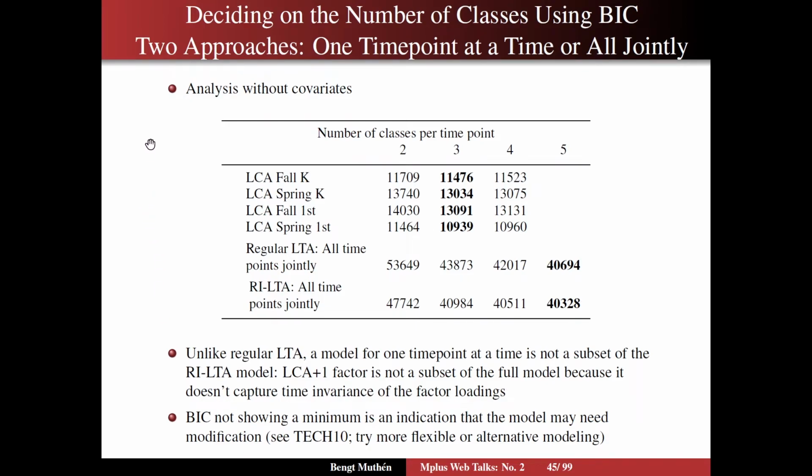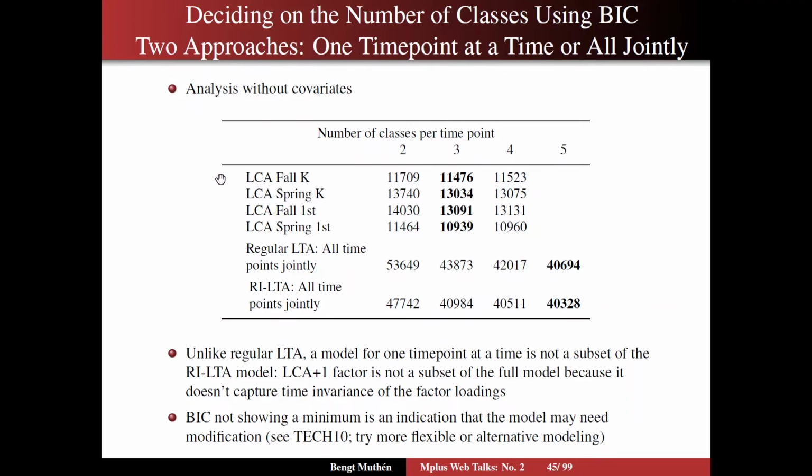Turning to slide 45, we should discuss the key issue of deciding on the number of classes. We're going to use BIC here, and we're going to talk about 2 approaches: 1 time point at a time, or analyzing all time points jointly. And this is, again, analysis without covariates. So here you have the number of classes, 2 to 5.